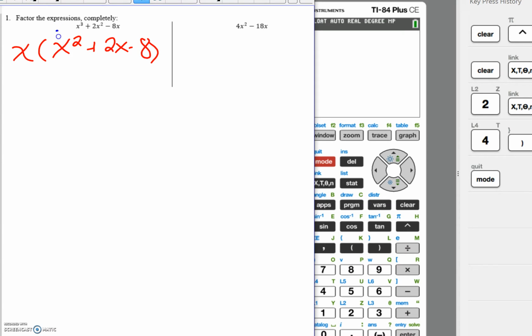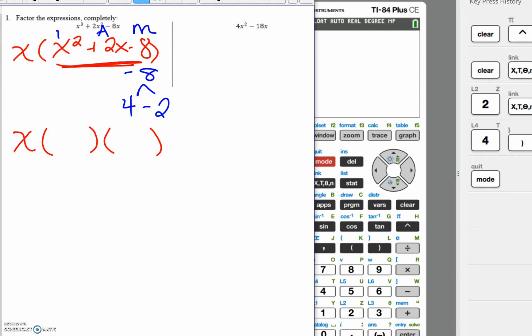From here, I should notice that this is a 1 a.m. problem, so I need to figure out, can I think of two numbers that multiply to negative 8 and add up to 2? So I should see positive 4 and negative 2. Since I can do that, I'm going to bring my x down, which was the GCF, and then that inside trinomial is going to become x plus 4, x minus 2.